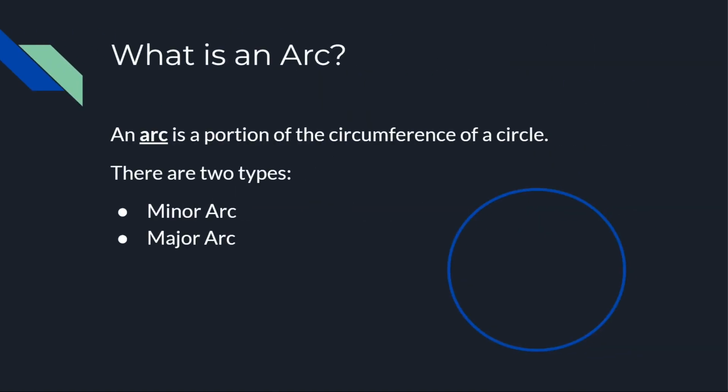An arc represents a segment of the edge of a circle. The size of an arc is determined by its central angle, which will be defined later. There are two types of arcs, minor arcs and major arcs. The green section is a minor arc, and the rest of the blue section is a major arc. The minor arc is always going to be smaller than the major arc.